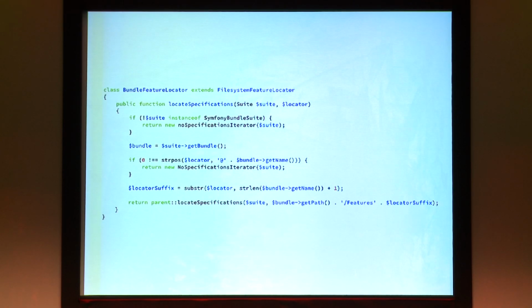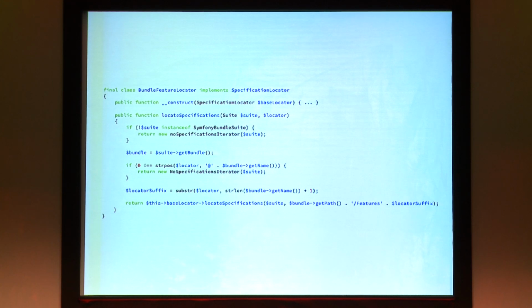So here's what it was. Bundle feature locator. This is the thing that finds features in your specific bundle. It extends file system feature locator. That was the problem. File system feature locator went final. The only thing that it does, it does all the bunch of stuff like finds features inside bundle, and then it proxies the call to the parent. Decorator. That's it, right?